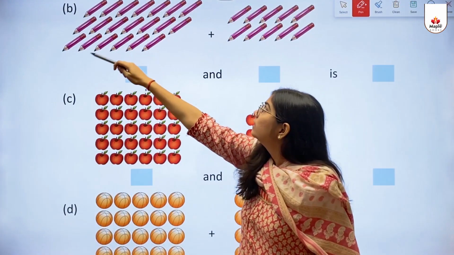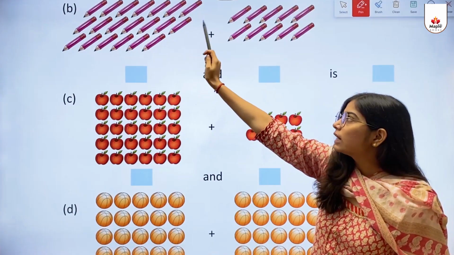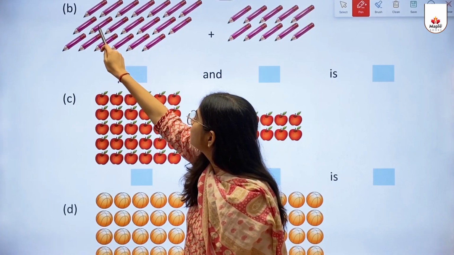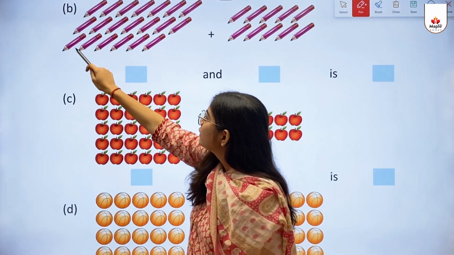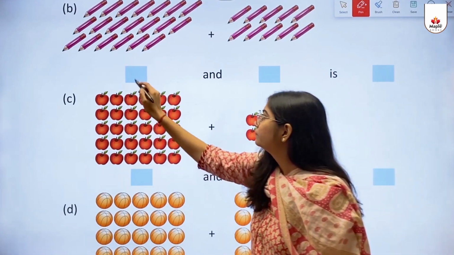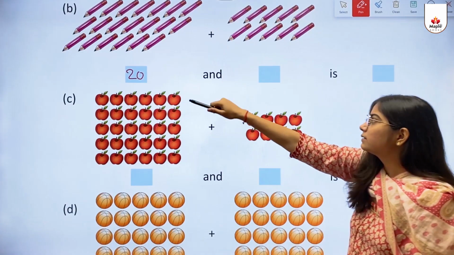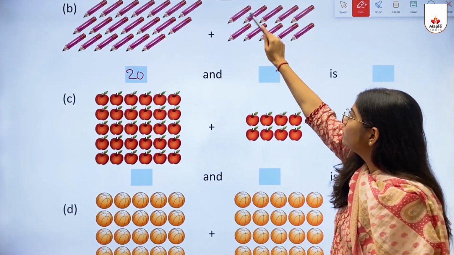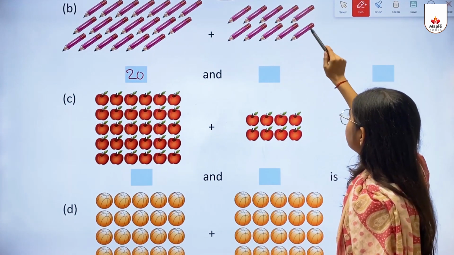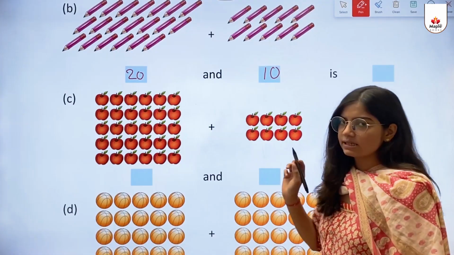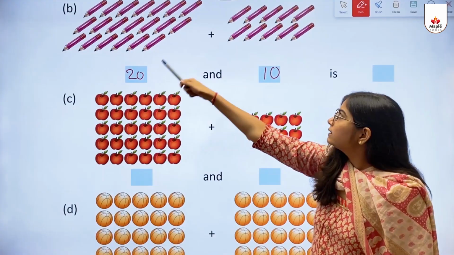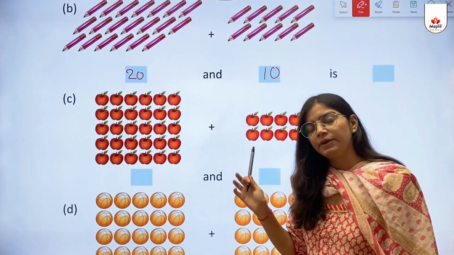Then B. We have pencils. We will count how many pencils are there. 1, 2, 3, up to 20. 20 pencils are there. Plus means and. Then we'll count here also. 1, 2, 3, up to 10. 10 pencils are there, which is equal to 30. 2 tens plus 1 ten makes it 3 tens, means 30. Okay?